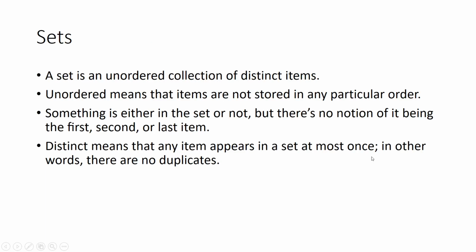So what are sets? A set is essentially an unordered collection of distinct items. This makes it different from a list or a string that we have discussed so far in this course. Unordered means that items are not stored in any particular order. Something is either in the set or not, but there is no notion of its position. For example, in a list we had the index and then the element. In this case, it's simply a collection of objects.